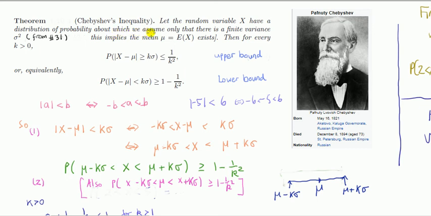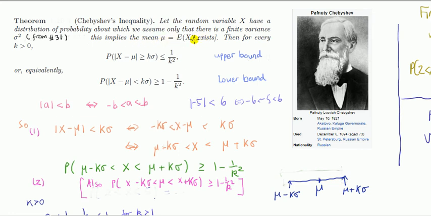Further conditions: we assume there is a finite variance, sigma squared. Finite variance, guys, just means that it's a number, and it's less than infinity. That's a very loose way of saying it. And we need a finite mean as well. That's what this says by exists.